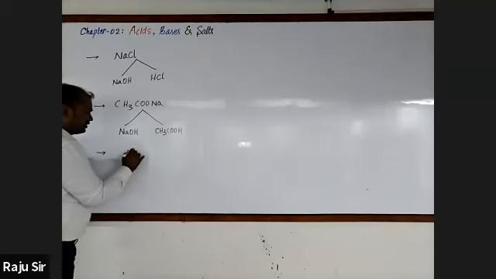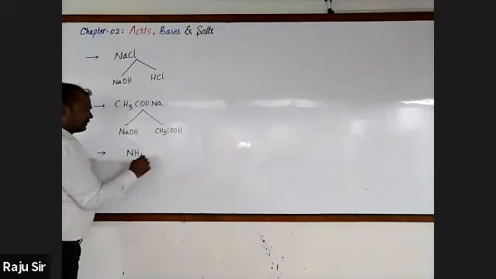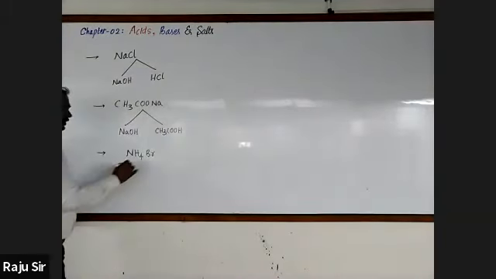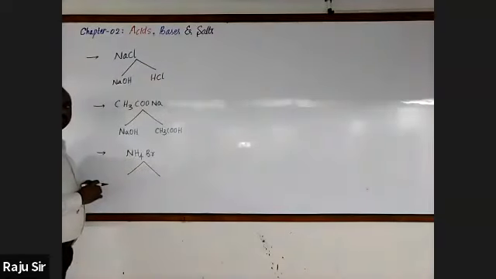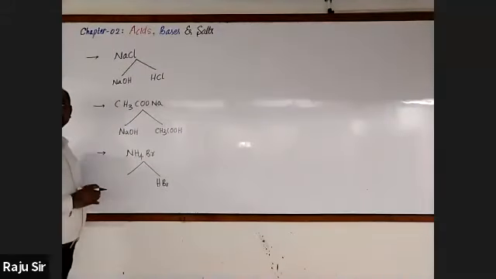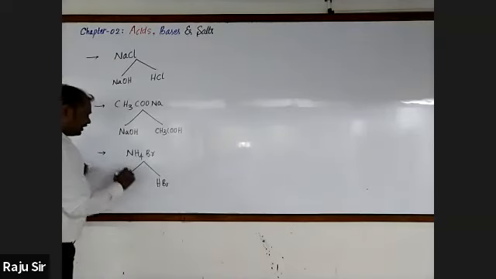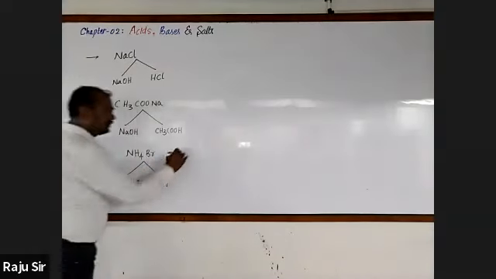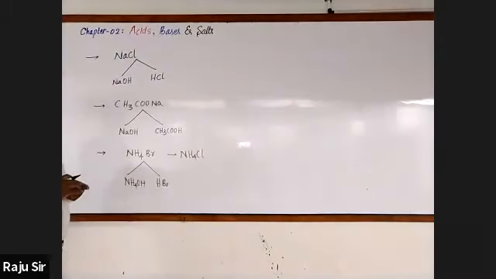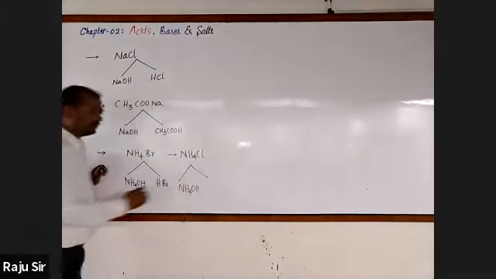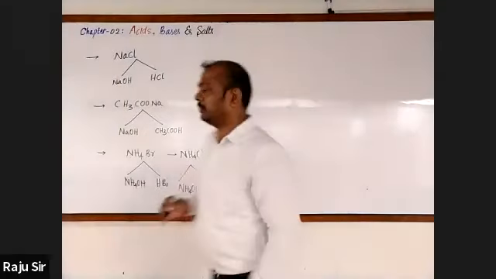Another one. NH4, what is it? Ammonium. Ammonium bromide. Name the acid from which this is formed. It is HBr. Then the base, ammonium hydroxide, NH4OH. Another example, NH4Cl, that is ammonium chloride. The base is ammonium hydroxide and the acid is hydrochloric acid.